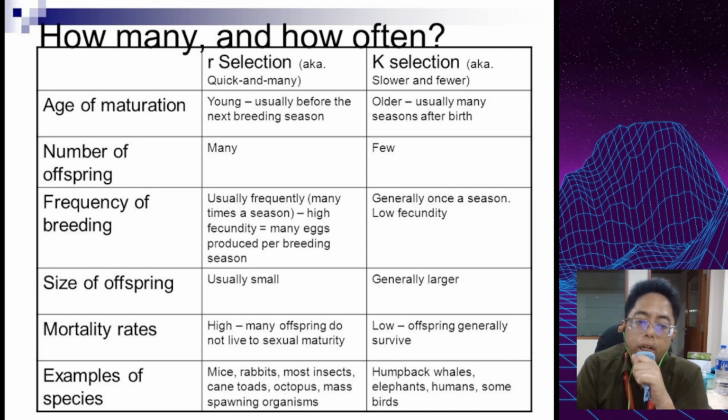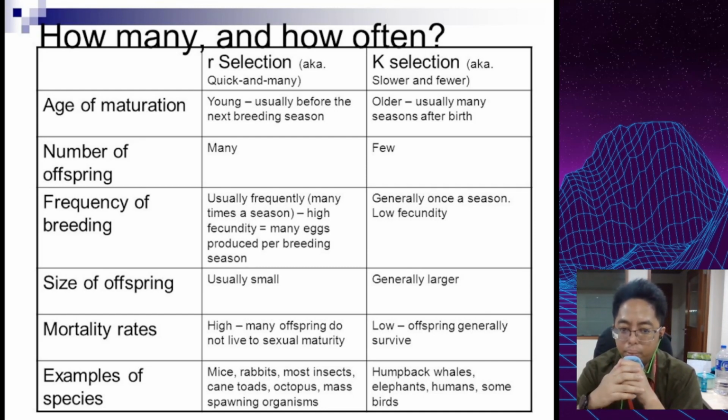Okay, frequency of breeding. For R selection, it is usually frequent, high fecundity, meaning many times per season and many eggs per breeding season. For K selection, once a season, low fecundity. If you look at humans, every 9 months a baby can come out, not more than that, and every time a baby is born, it's just one. If you compare with cats, a cat can breed many times per year, and they can have many kittens also.